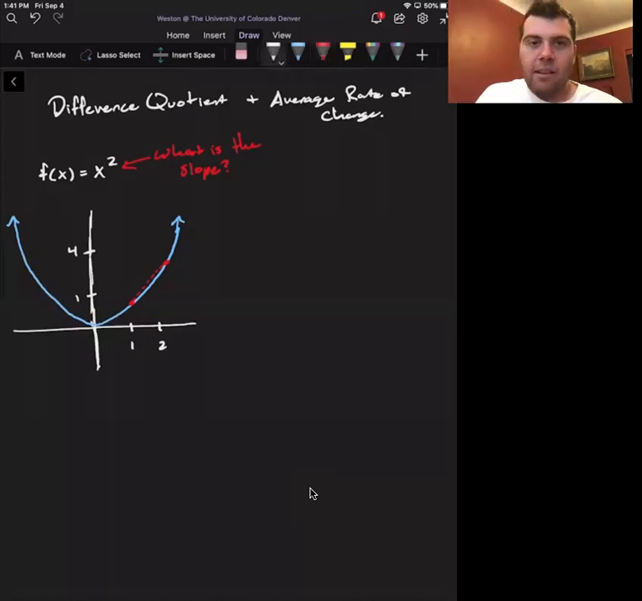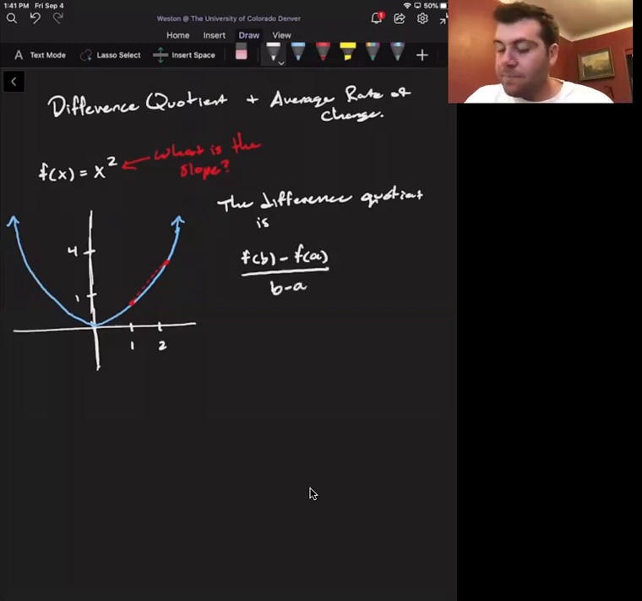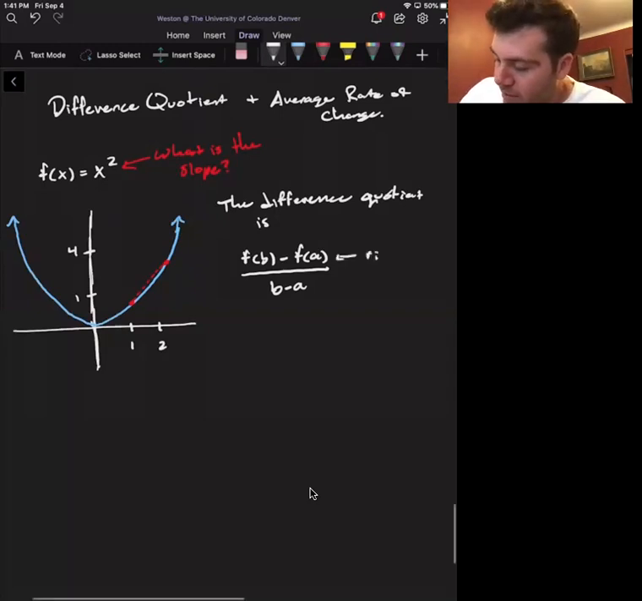And let's actually define what the difference quotient is. So the difference quotient is f of b minus f of a over b minus a. So we can see that it almost looks like our slope formula, where this would be our rise, and this would be our run.